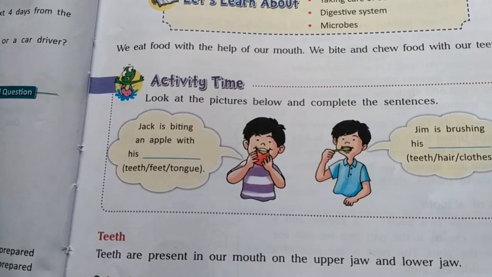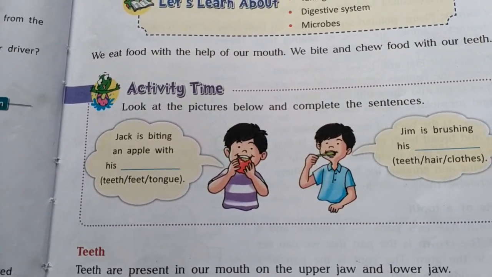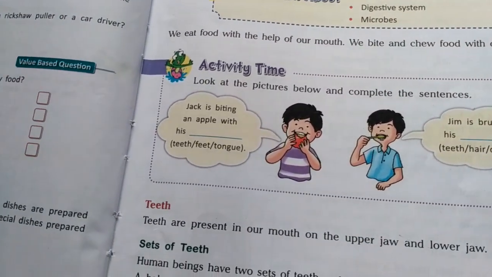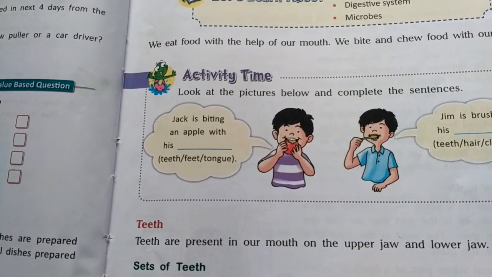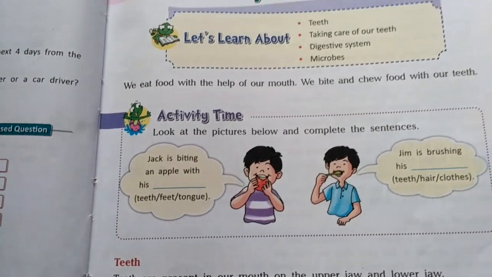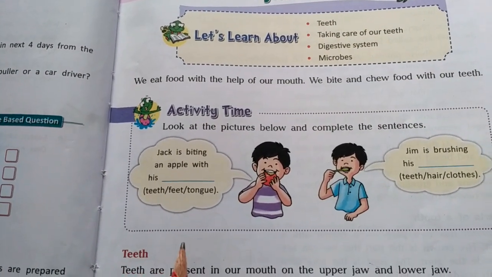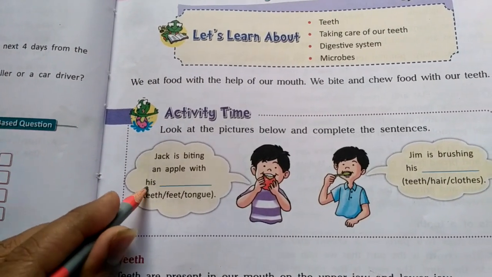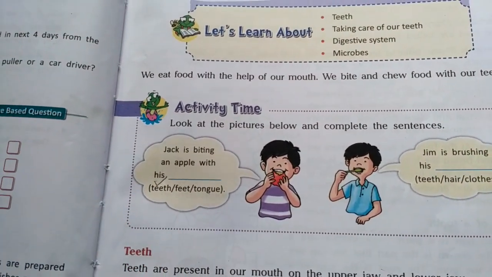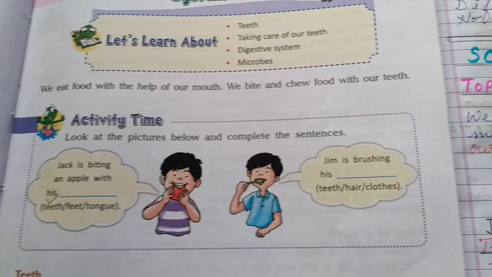If you have to bite any fruit, or you have to bite your food items, cereals, chapatis, bread, then which body part do you use? Obviously, you use your teeth. So Jack will also do the same. So teeth is the correct option. Okay, teeth will be filled here.